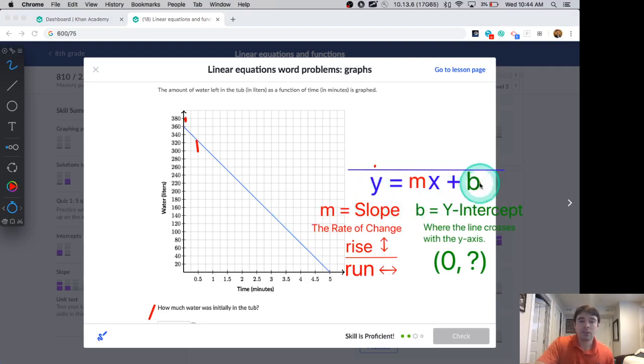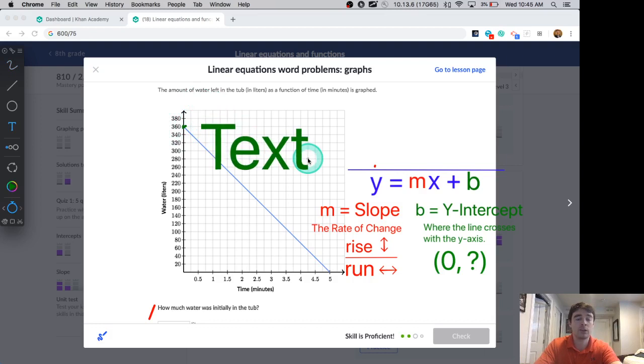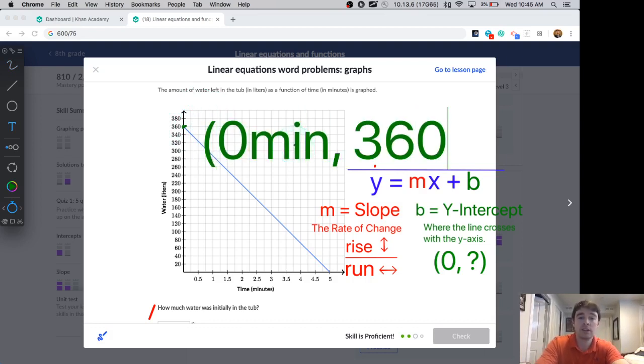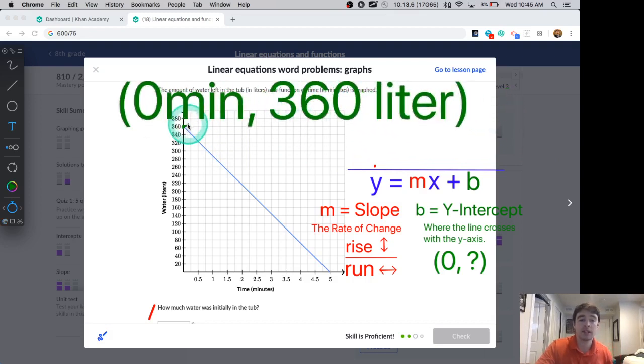And here, I should recognize I'm going to switch my color to green, because if they're asking us how much water was initially in the tub, they're asking about the y-intercept. Where does this relationship begin? And when I look on this graph, I'm going to put a nice green dot right on the y-intercept, and we see the y-intercept is right at 360. And what that's telling us, this graph is literally stating at the 0-minute mark, there's 360 liters of water. That's what this data point right here is telling me. It's at 0 minutes, 360 liters of water.